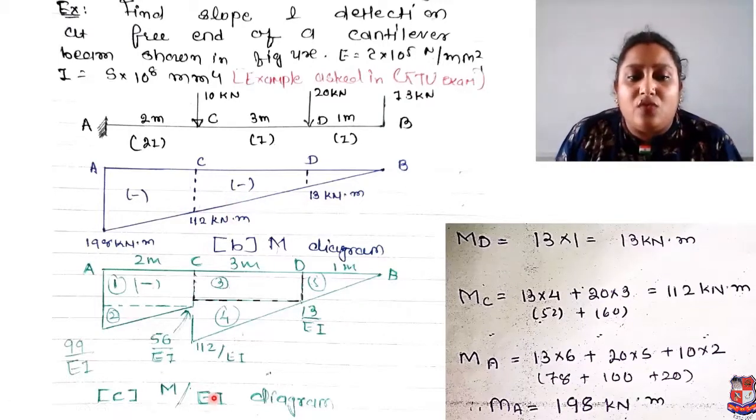Okay, now we have to go for the M upon EI diagram. Okay, so all the moments are here, so as per that you can see that here 13 upon EI will be there, 112 upon EI will be there. Okay, but here there is a question: how did we get 56 upon EI and how did we get 99 upon EI? Why? Because at the very beginning I told you that we have to keep in mind here 2 EI. Okay, here I and here is also I. So moment upon EI means M upon EI diagram. So here M upon EI, so 13 upon EI. Here M upon EI, so 112 upon EI. Okay, but here 2 EI.